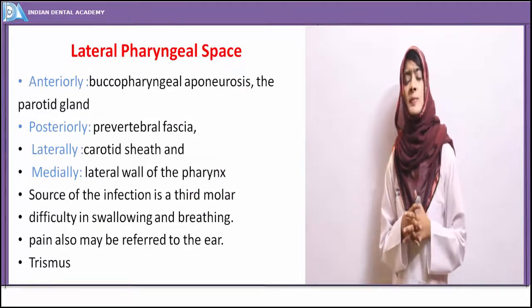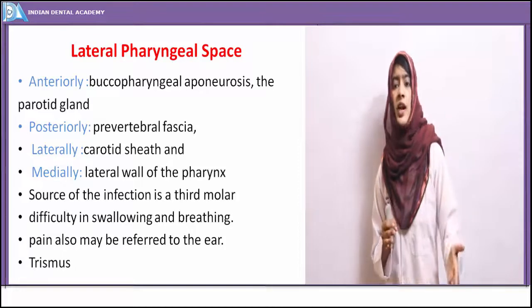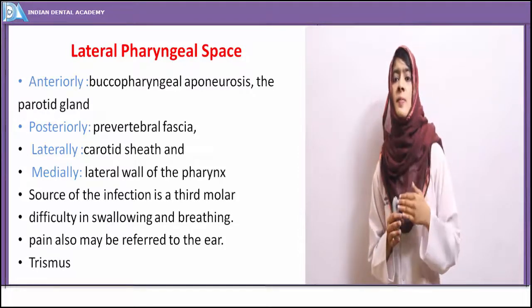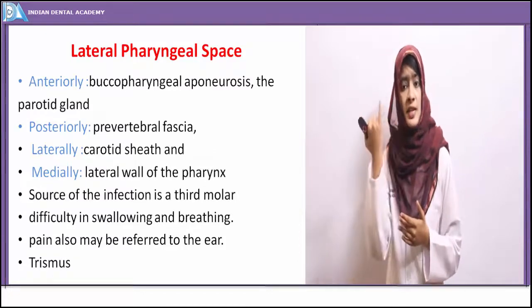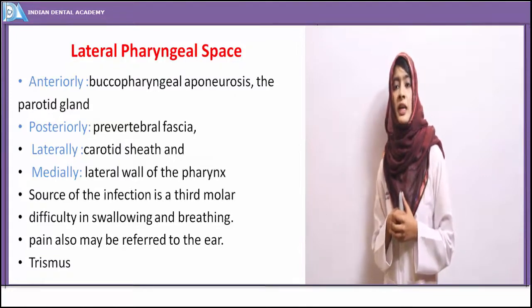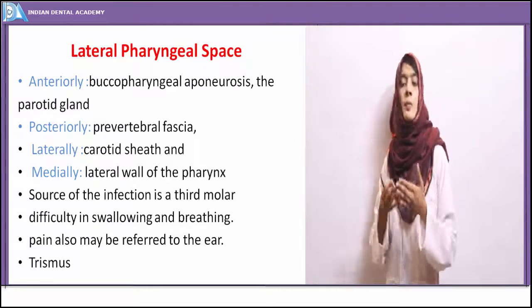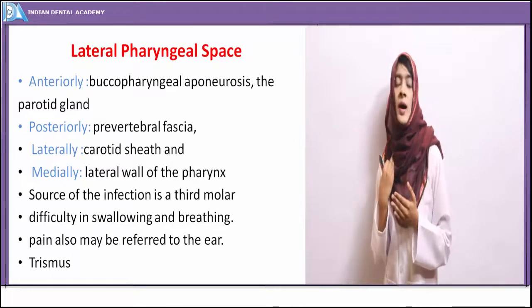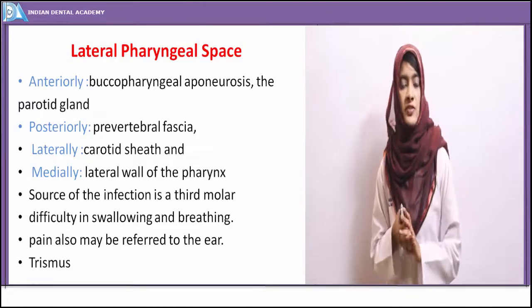The lateral pharyngeal space is another extension of pericoronitis, or an extension of the pterygomandibular space, which ultimately leads to this extension of the submandibular space, and also leads to this lateral pharyngeal space. Basically, it is bounded anteriorly by the buccopharyngeal aponeurosis and the parotid gland, posteriorly by the prevertebral fascia, laterally by the carotid sheath, and medially by the lateral wall of the pharynx.